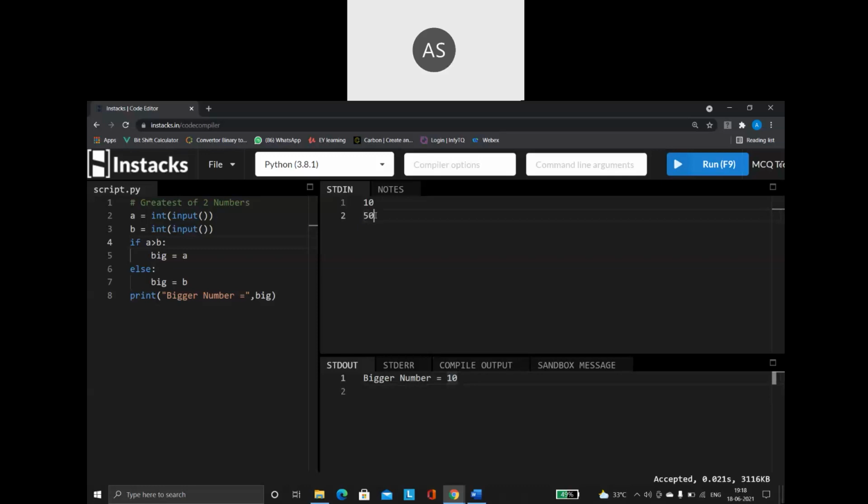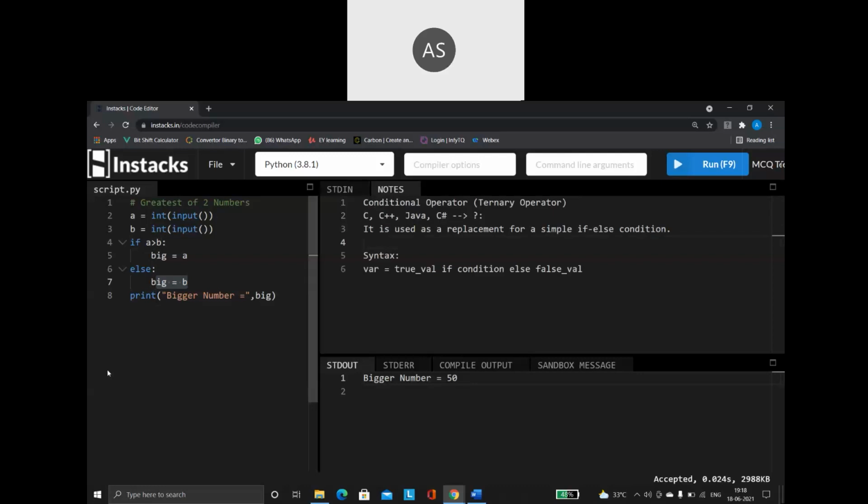Suppose I change the values like this. Now when I run this program, the first time the if condition was working, the second time the else condition is working. So my program is working fine, no problem in that. But it is 4 or 5 lines of code that I have to write. How to simplify this?